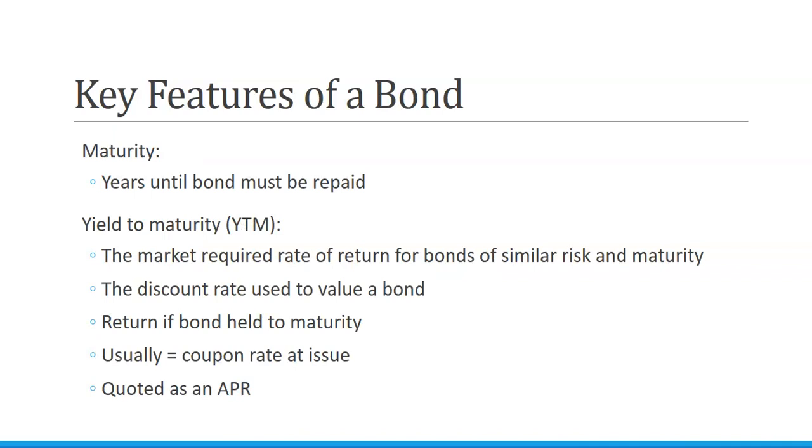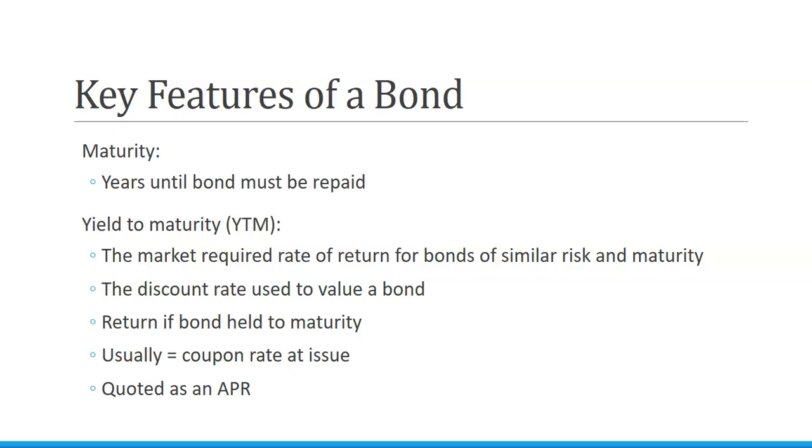Maturity is the years until the bond must be repaid, or we can have the maturity date. That's the end date of the bond. Yield to maturity, so we saw that on the previous slide, or YTM. This is the market rate of return for bonds, or the discount rate used to value a bond. It's also called the coupon rate at issue. It's quoted as an annual percentage rate.